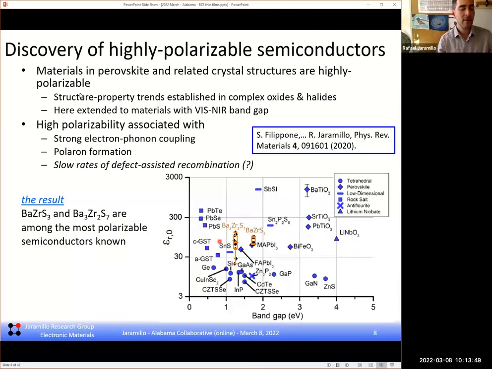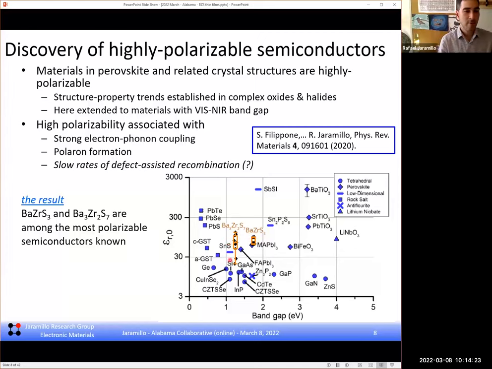And then in 2020, we published our experimental results, which were very satisfying to us because we did find that these zirconium-based chalcogenide perovskites, and here I'm speaking a little loosely. When I say perovskite, I kind of mean perovskite and all the related crystal structures, just to save a mouthful. So this is the Ruddlesden-Popper structure, and this is the perovskite structure. And we made and measured a lot of little samples, and we found that, yes, they are among the most polarizable semiconductors known. In fact, in this visible band gap range, they are the most polarizable semiconductors known.